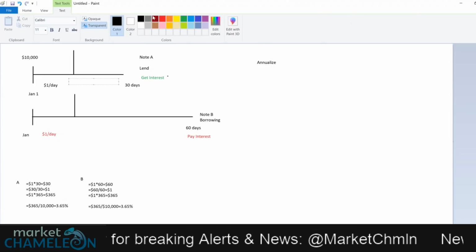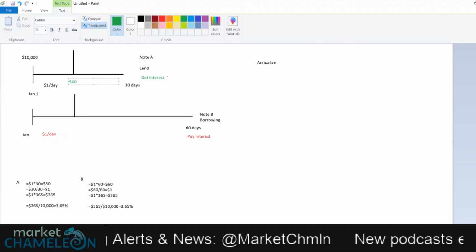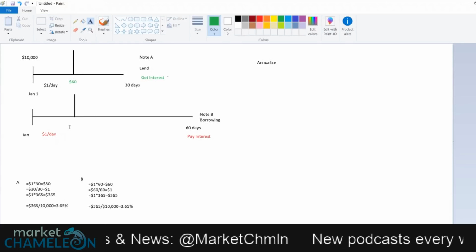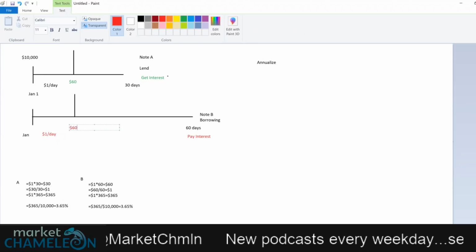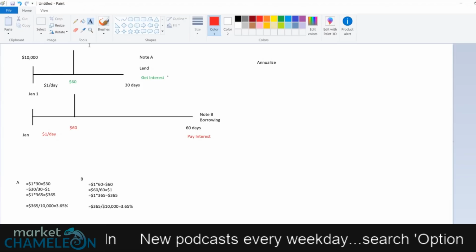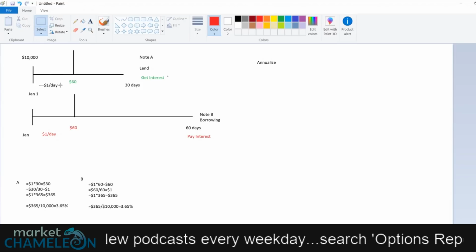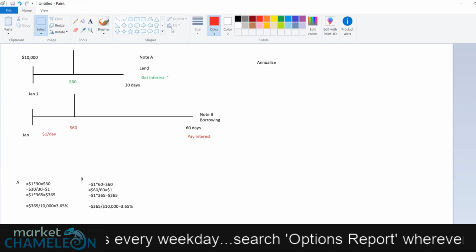This one, let's make it green because I receive this interest, and this one is red because I'm going to have to pay it. Actually, let me change this $1 a day to green too, just so it's obvious we're receiving it.